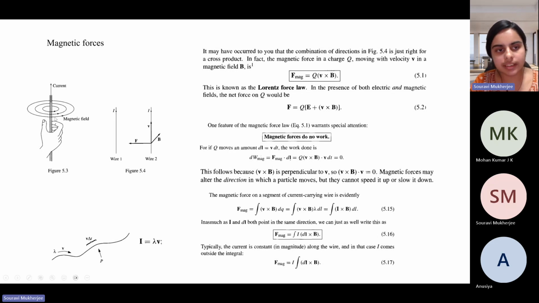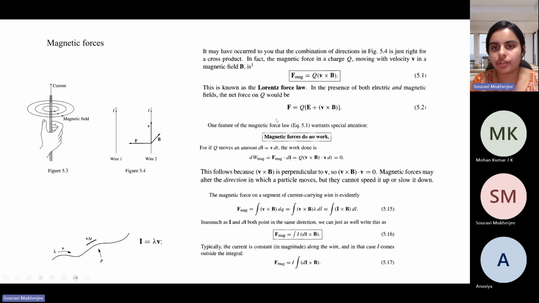But another thing that was observed is that suppose you have two wires, and this has some current I, and this has the same or a different current I. What happens is this one experiences some force towards the other wire. This in a way tells us that when you have charges in motion in a magnetic field, they experience a certain kind of force. So this brings us to the fact that there are magnetic forces.